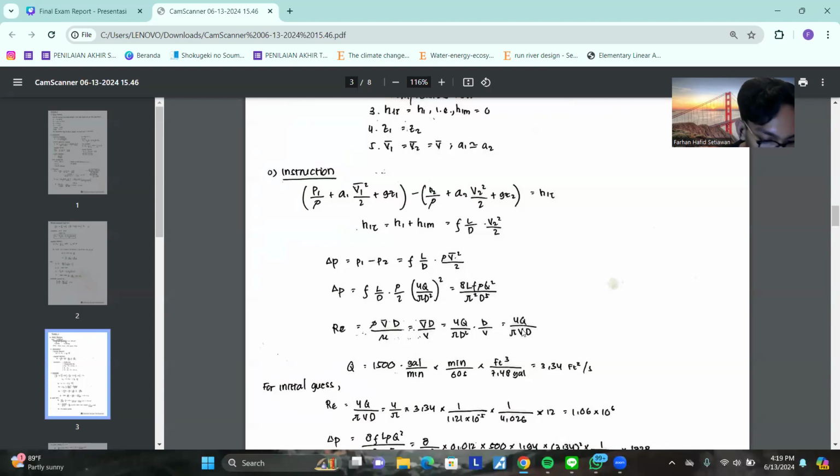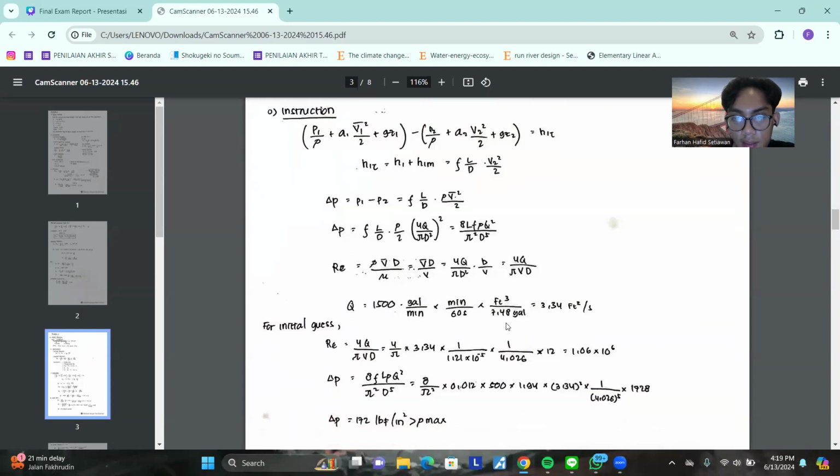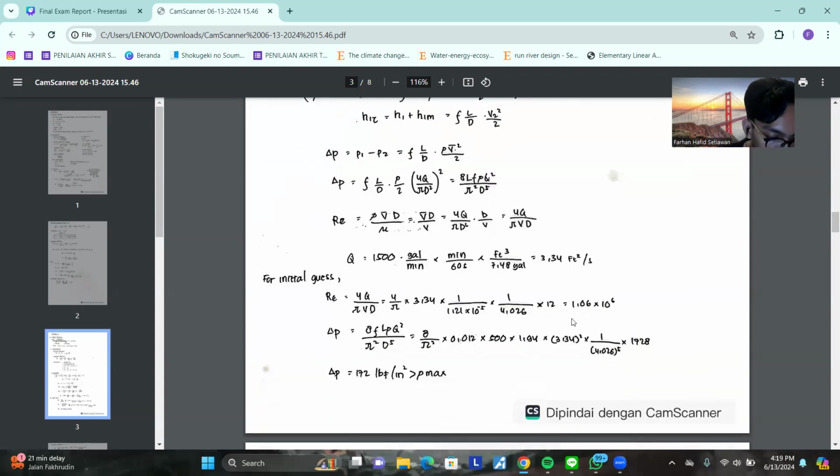So we get the conclusion. Oh, sorry, this is a D. So we get the conclusion is the Reynolds number in terms of Q is 4 Q per pi mu D. Finally, Q must be converted to cubic feet per second. So Q divided by 1,500 times gallons per minute times minute per 60 seconds times cubic feet per 7.48 gallons, which means we have the conclusion of Q is 3.34 feet per second. Okay.